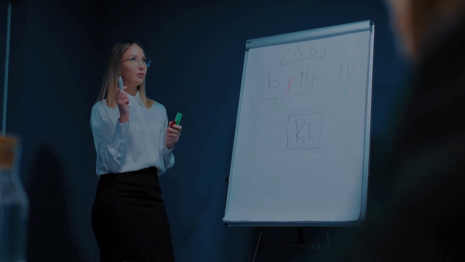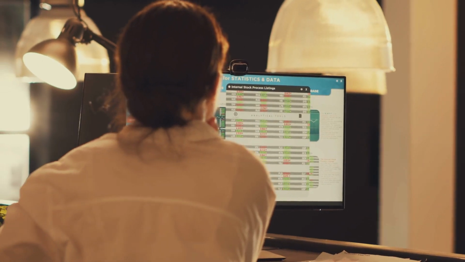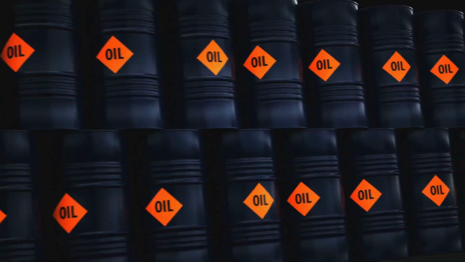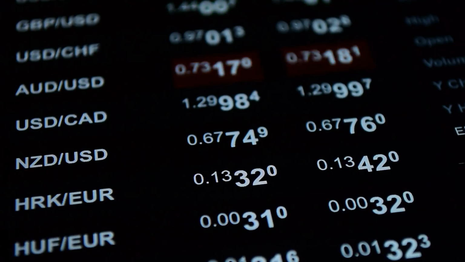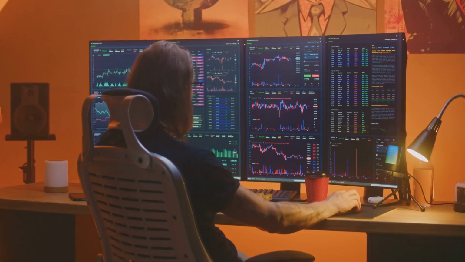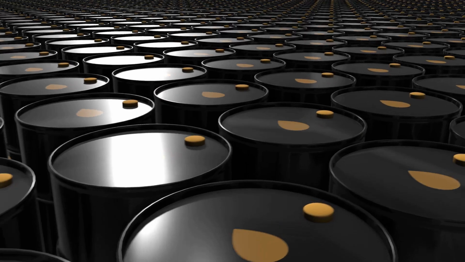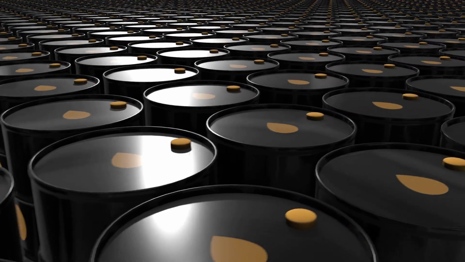Now let's break down the key components of a futures contract. Underlying asset. This is the commodity or financial instrument that the contract is based on. Examples include agricultural products like wheat and corn, energy products like oil and natural gas, and financial instruments like stock indices and currencies. Contract size. The amount of the underlying asset covered by the contract. For example, one crude oil futures contract typically represents 1,000 barrels of oil.